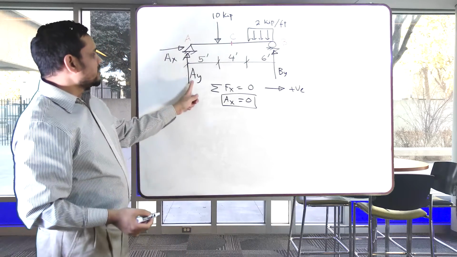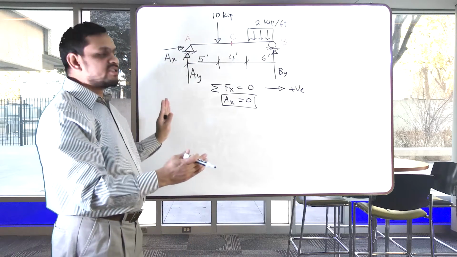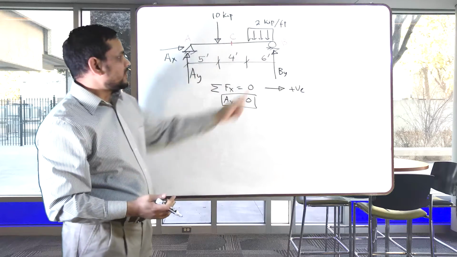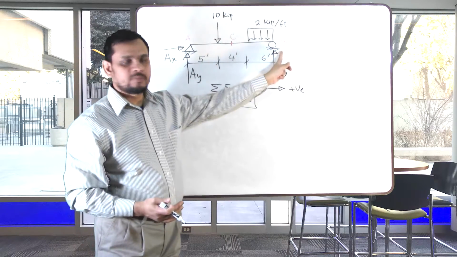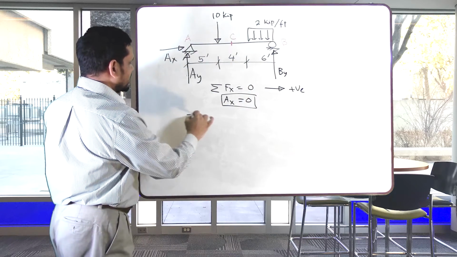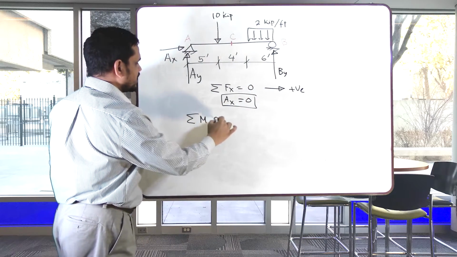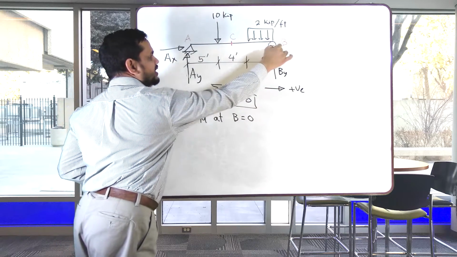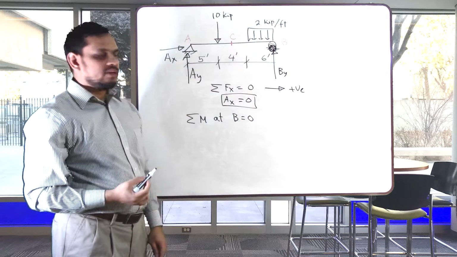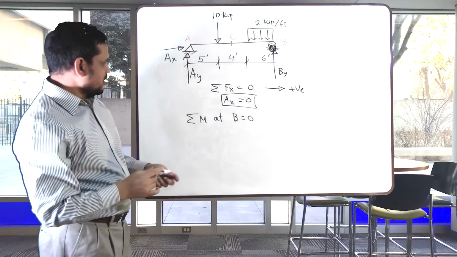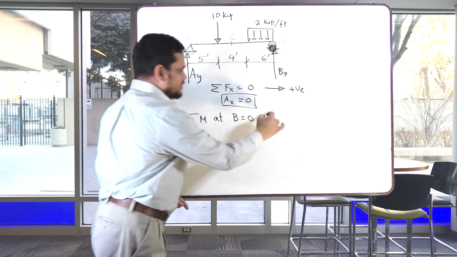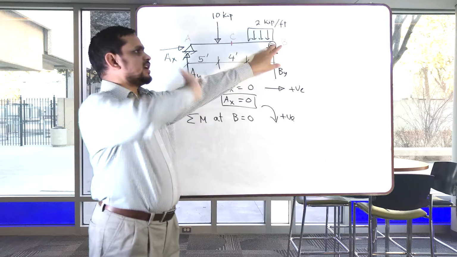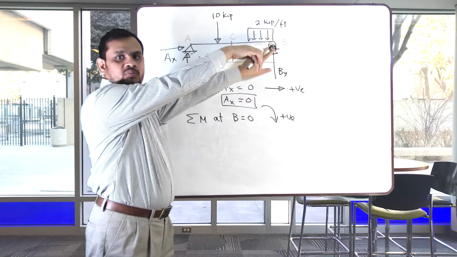Then to find AY, if I apply summation of Fy, there are two unknowns, so it is better to take moment here. So if I take moment at B, moment at B is 0. I am taking moment here at B equal to 0. And I am considering clockwise moment positive. So if I take moment here, that way is my positive.